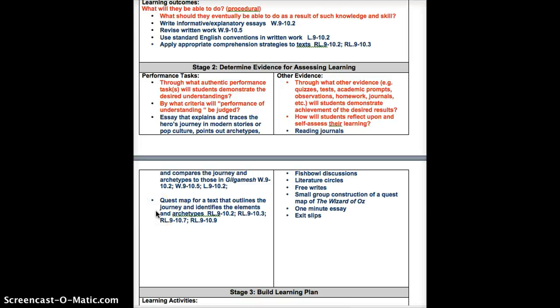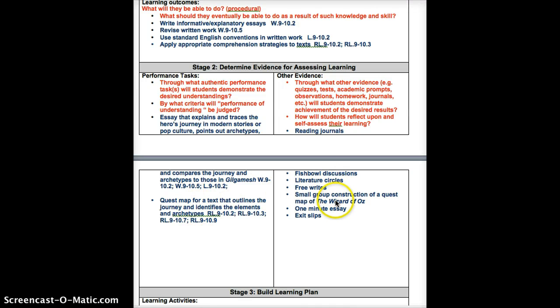I want them to create a quest map. I'm sorry, not learning, but literacy. I want them to create a quest map for a text that outlines the journey and identifies the elements and archetypes. So here's where I'm looking at the comprehension and the reading strategies, that they're able to articulate those pieces of the journey. And then what other evidence will I use? I'll have them keep reading journals. We'll do fishbowl discussions, literature circles, and free writes. We're going to do a small group construction of a quest map of the Wizard of Oz. This is helping them to get some expertise in understanding the hero's journey, so they can now apply it to another text over here as a summative assessment.